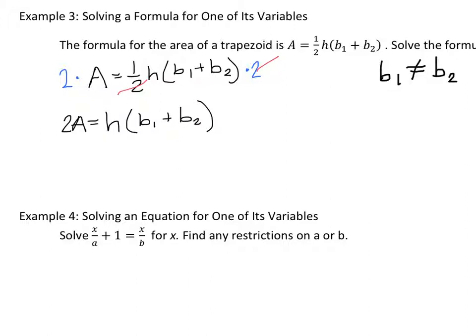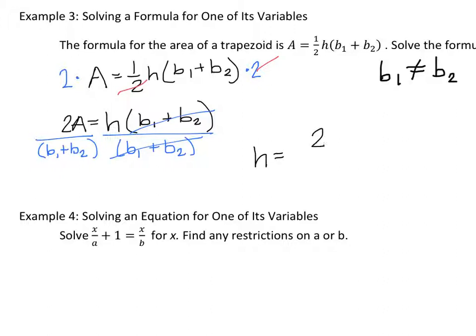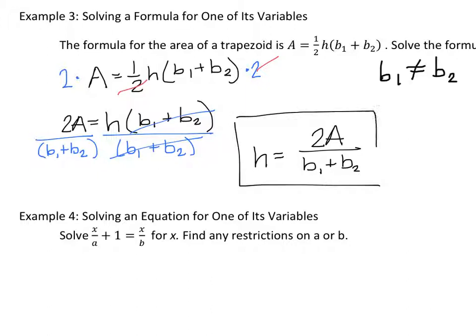Okay, so now we've got this whole parenthesis thing. We can treat that as all one thing because what's the operation between h and all of that? Multiply. So we should divide by the entire thing. And that'll cancel, but we got to do it to the other side too. So then h equals 2a divided by b1 plus b2. And we have our answer.